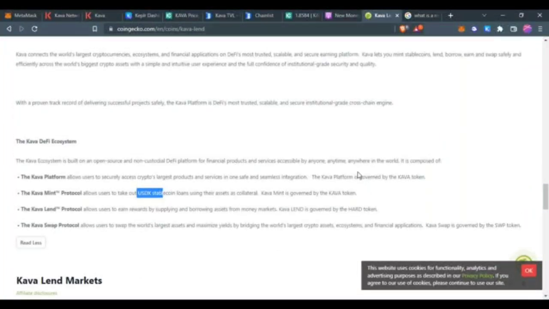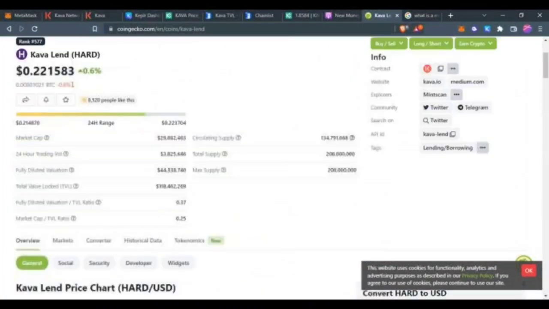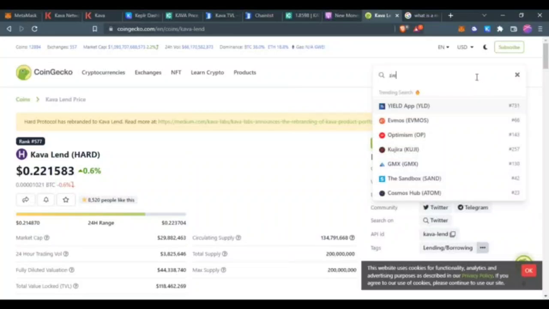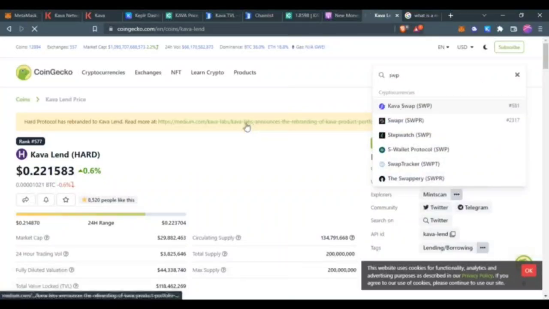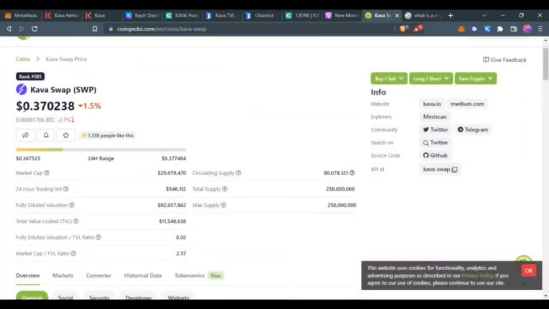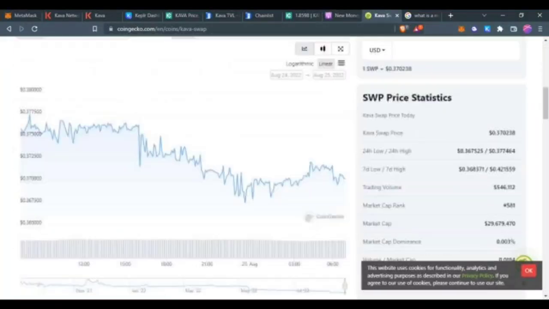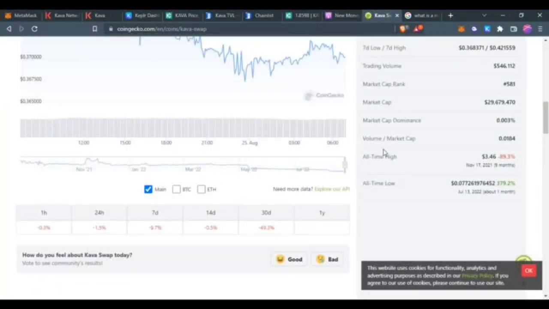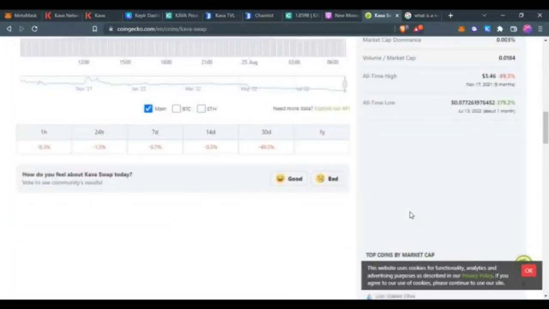So you have USDX and you also have Swap, which we're going to take a look at here real quick. Swap for the Kava Swap network or platform, trading at 37 cents, down 1.5% in the last 24 hours. This has an all-time high of $3.46, all-time low of 7 cents, up 379% within the last 30 days. Down 89% from your all-time high though.